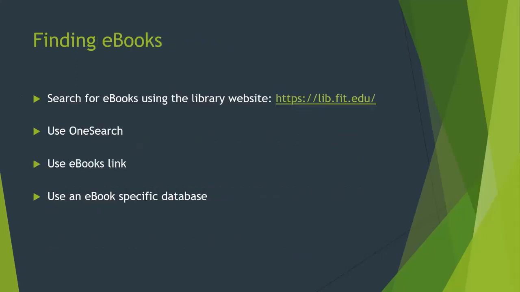You can find ebooks in a variety of ways using the library website. You can search for ebooks at our library website using OneSearch, which is the search bar located in the center of the library website homepage. You can also try using the eBooks link, and you'll find this on the website homepage under More Ways to Search. And last, you can use an ebook specific database. The Evans Library subscribes to databases that contain ebooks, and you have access to full text using your Trax account information.